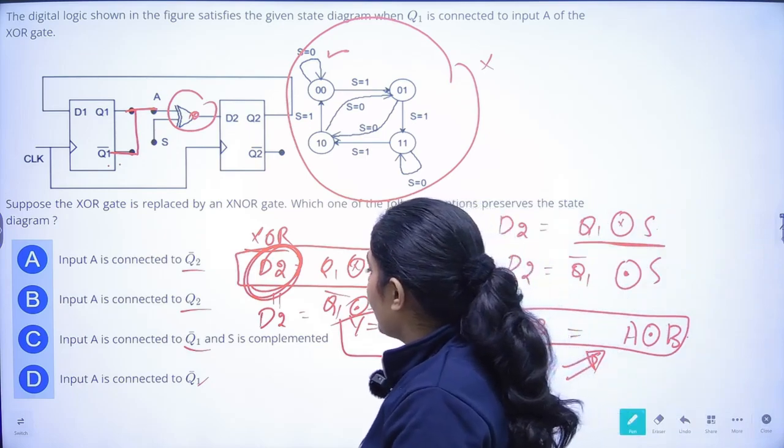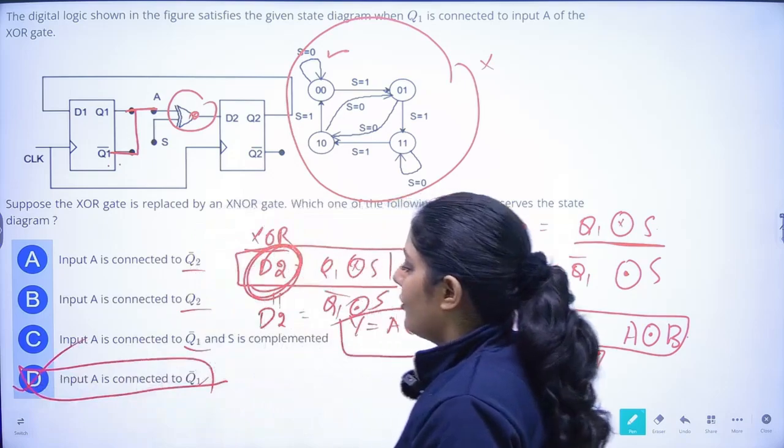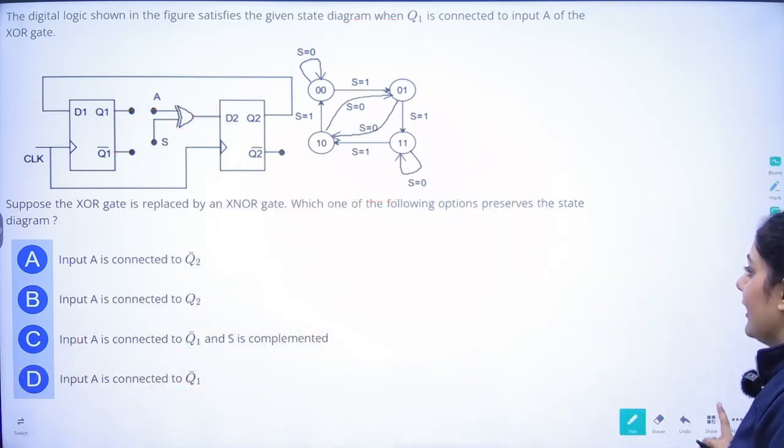Okay, so what option will be correct? Input A should be connected to Q1 bar, that's it. There is no need to change anything else.